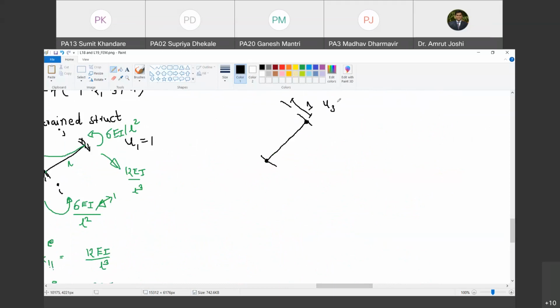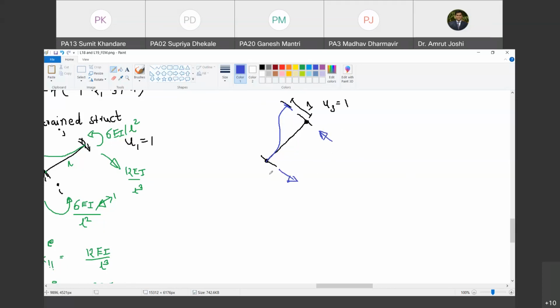U3 equal to 1 unit. How does the deformed shape look like? Deformed shape looks something like this. To have this translation at 3, I will have to produce a force like this. Do you agree with me? Yes, sir. Consequently, there will be a force like this. What kind of moment does this couple produce? It produces anti-clockwise moment. Do you agree with me?